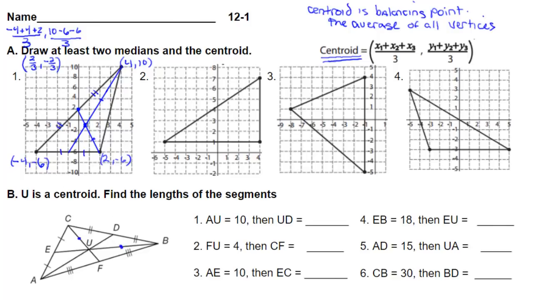All right, in part B, well, we've got a centroid, and keep in mind, a centroid divides the median into a long part and a short part. The short part is half as big as the long part. So if AU is 10, well then UD must be 5.